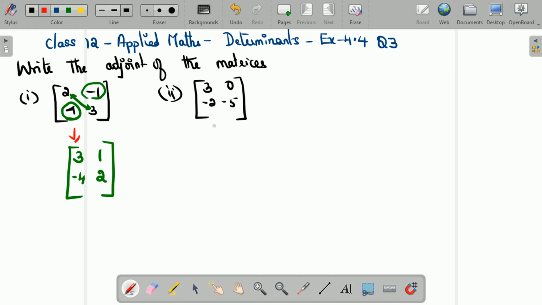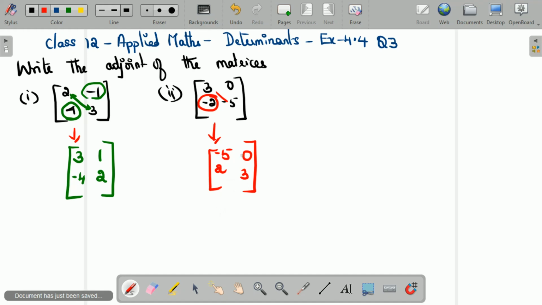Now let's try to do it here. In this case, remember, I'm going to swap the location. So this becomes minus 5 and this becomes 3. Now to change sign, 0 has no sign, so that will remain as such, because plus 0 or minus 0 doesn't make any sense. As far as this place, it is minus 2, so let's change the sign to plus 2.